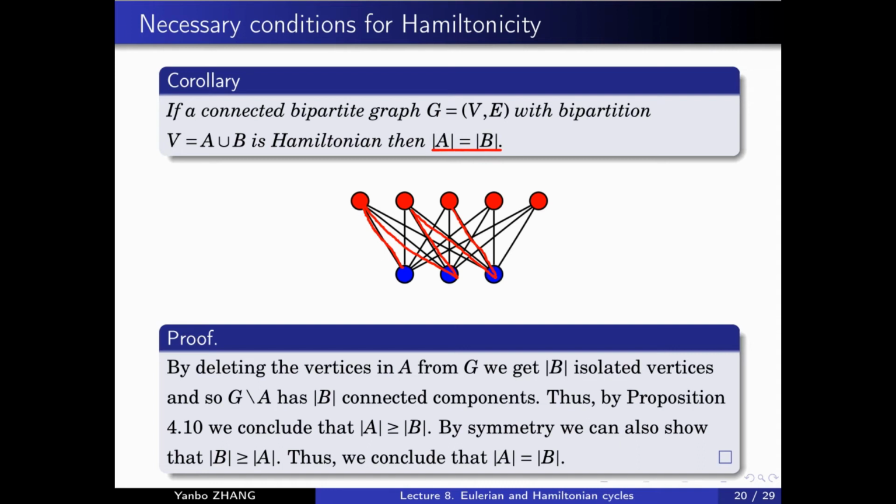Below is a formal proof. By deleting the vertices in A from G, we get |B| isolated vertices, and so G minus A has |B| connected components. Thus, by the proposition, we conclude that the size of A is greater than or equal to the size of B. By symmetry, we can also show that the size of B is greater than or equal to the size of A. Thus, we conclude that |A| = |B|.